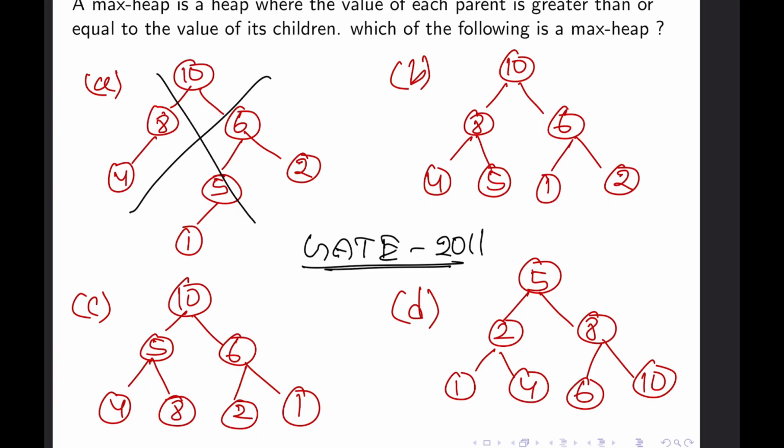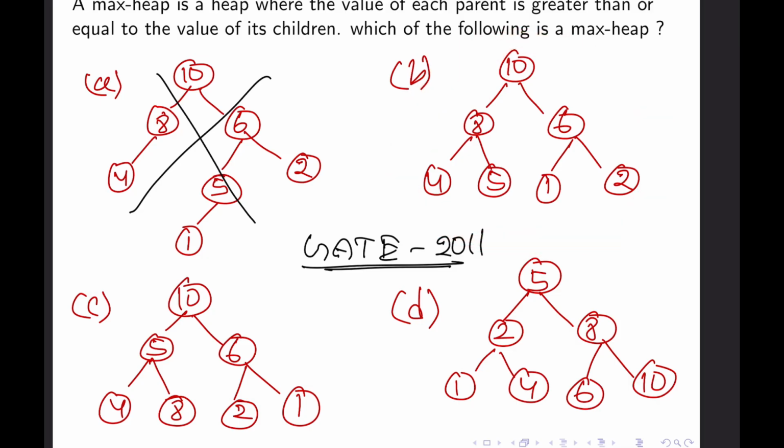According to the definition of complete binary tree, all the labels are filled except the last label. Here the last label is this one, and this label is not filled. If the last label is not completely filled, it is filled from left to right. So this is the definition of complete binary tree, and this option A does not satisfy the first property of heap, that is, it is not a complete binary tree.